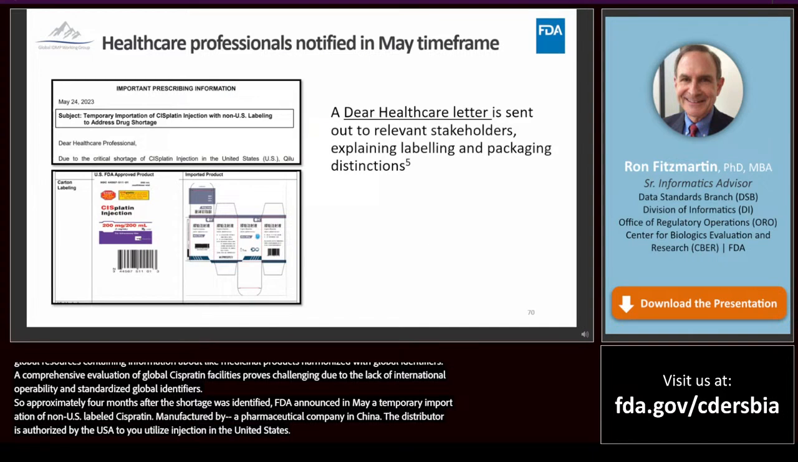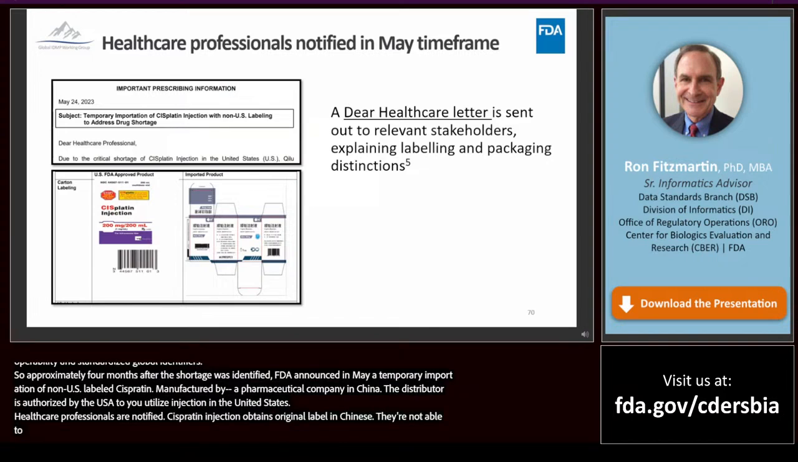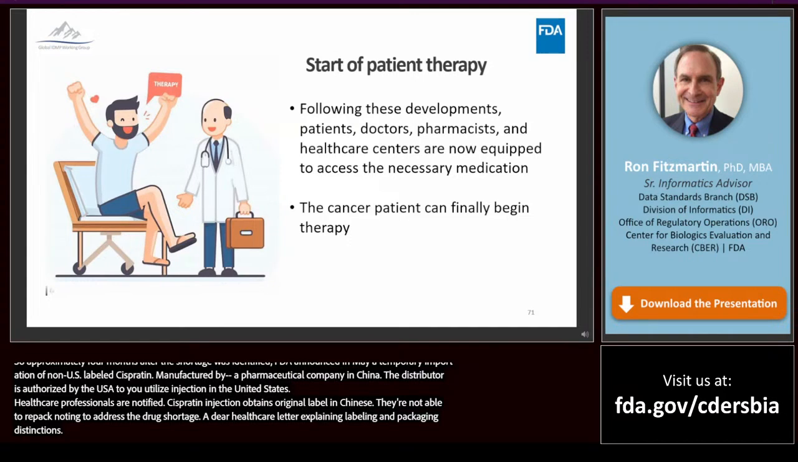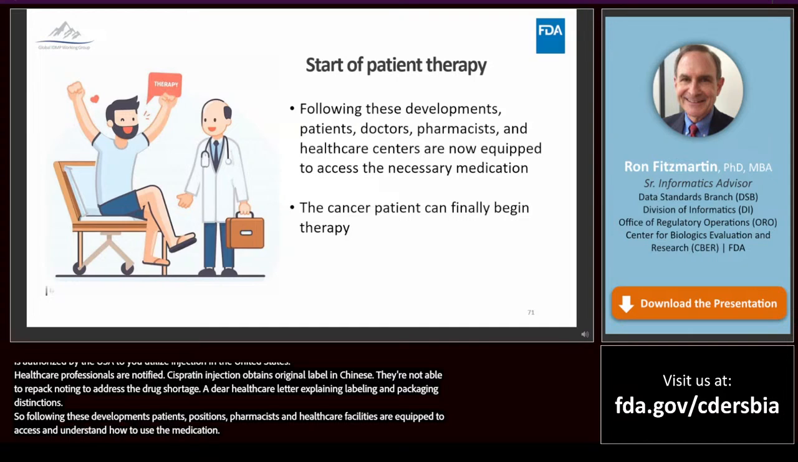Healthcare professionals are notified. Qilu cisplatin injection retains its original vial and carton labels in Chinese. The product was not being relabeled or repackaged to swiftly address the drug shortage. A Dear Healthcare Provider letter was disseminated to relevant stakeholders explaining labeling and packaging distinctions. So, following these developments, patients, physicians, pharmacists, and healthcare facilities are now equipped to access and understand how to use the medication. The patient can receive the prescribed therapy, and you can see he's very happy.